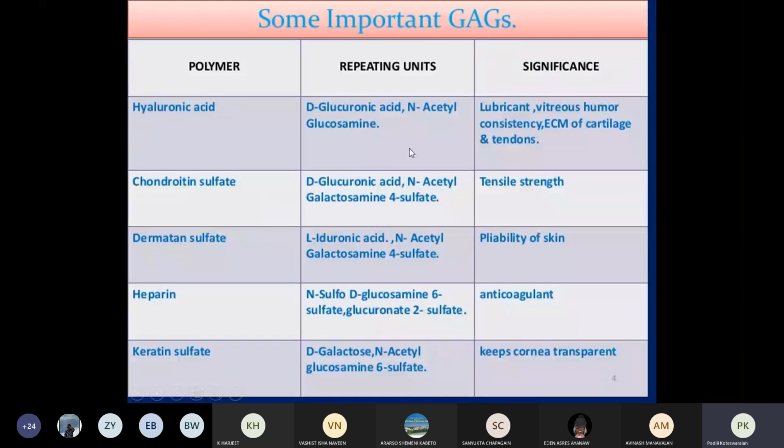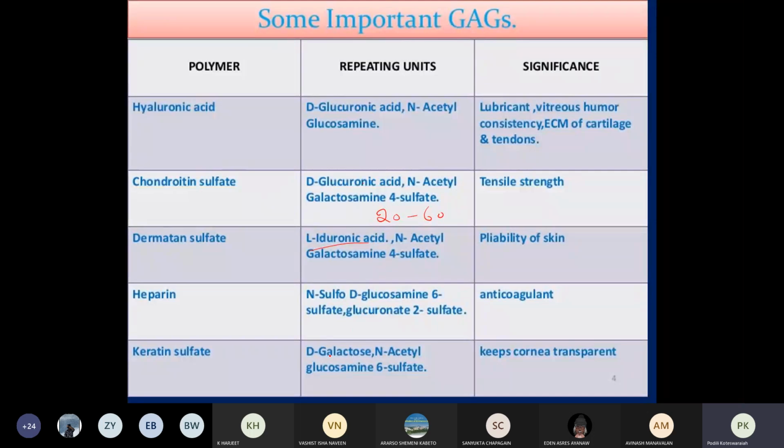And coming to chondroitin sulfate, this is again a polymer of disaccharide repeats composed of glucuronic acid and N-acetyl glucosamine 4-sulfate. This disaccharide repeat is present from 20 to 60 times in this structure. And dermatan sulfate, as I already said, is similar to chondroitin sulfate B, where the glucuronic acid is replaced with iduronic acid.